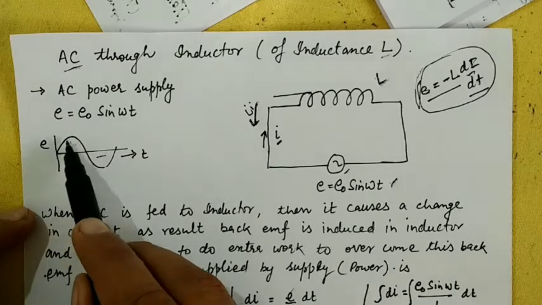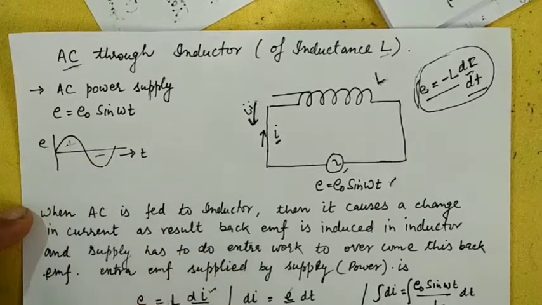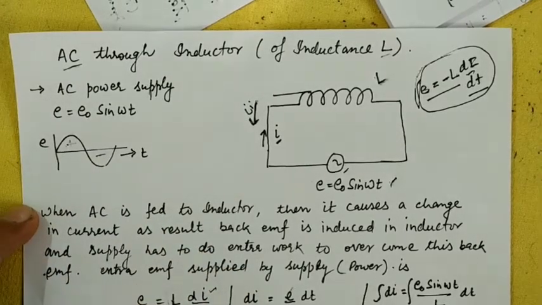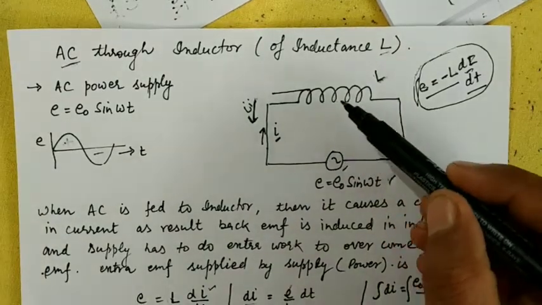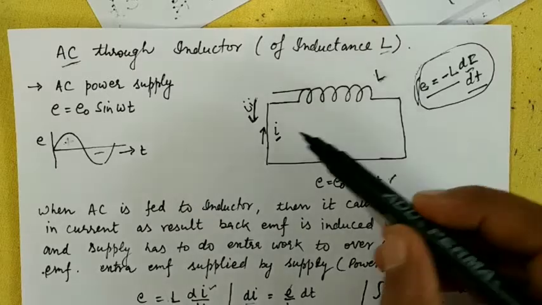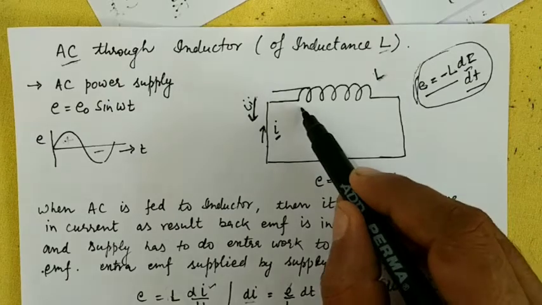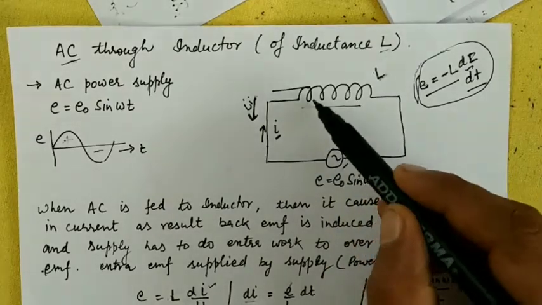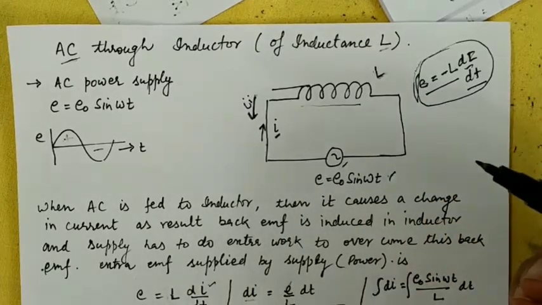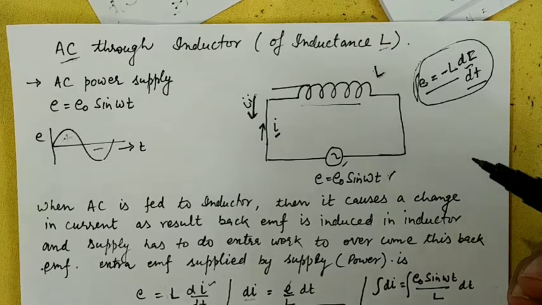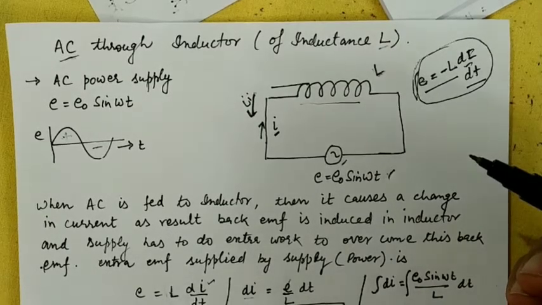Here you can see that the EMF, the alternating voltage, keeps on changing and changes its polarity after a definite interval of time. When AC is fed through this inductor, the voltage keeps on increasing. As the voltage keeps on increasing, it changes the magnetic flux linked with this coil. As a result, the induced current is produced in such a way as to oppose this increase.